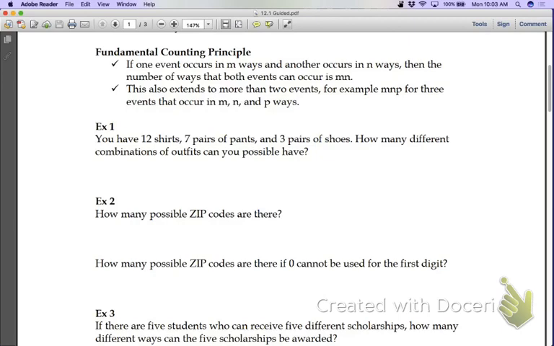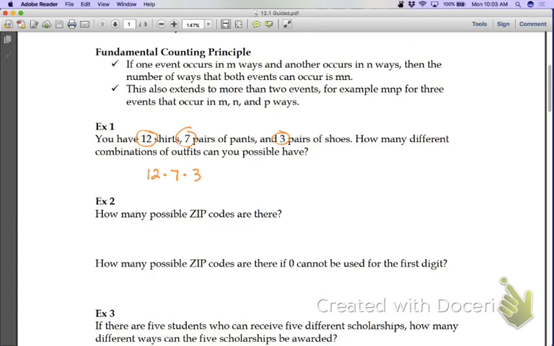So whenever you do this, if you're going to talk about the different types of combinations you can have, I'm not talking about, hey, this looks good with this. You know, I can't wear a blue shirt with pink pants. Doesn't look good. But we're just talking about all the different possibilities that I have. So all I'm going to do is take these three numbers in this case, and I would take the 12 shirts, multiply it with the 7 pairs of pants and the 3 pairs of shoes, and multiply all of those together.